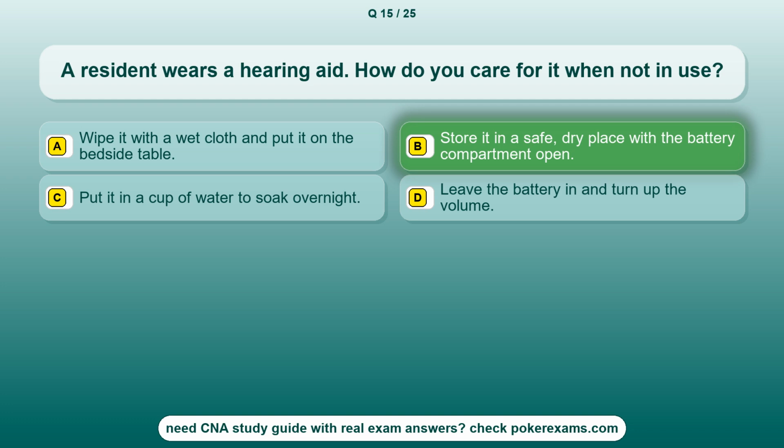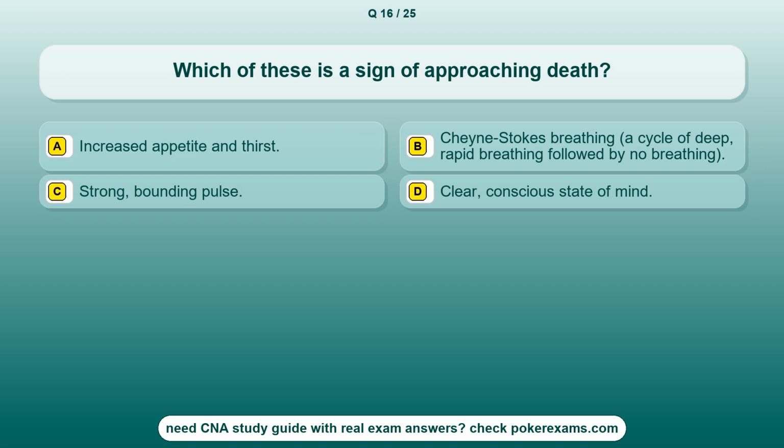The correct answer is option B. Store it in a safe, dry place with the battery compartment open. Question 16. Which of these is a sign of approaching death? Option A. Increased appetite and thirst. Option B. Cheyne-Stokes breathing, a cycle of deep, rapid breathing followed by no breathing. Option C. Strong, bounding pulse. Option D. Clear, conscious state of mind.